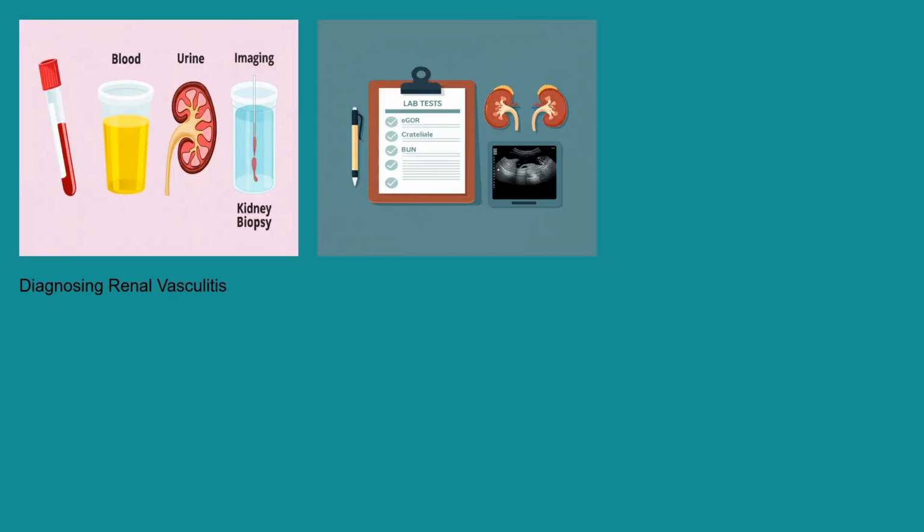Diagnosing renal vasculitis typically involves a combination of blood tests, urine tests, and imaging studies. Blood tests can reveal elevated inflammatory markers such as ESR and CRP, as well as abnormal kidney function. Urine tests can detect the presence of protein and blood. Imaging studies, like ultrasound or CT scans, can help visualize the kidneys and surrounding blood vessels. However, the gold standard for diagnosis is a kidney biopsy. This involves taking a small sample of kidney tissue and examining it under a microscope to identify the characteristic signs of vasculitis.